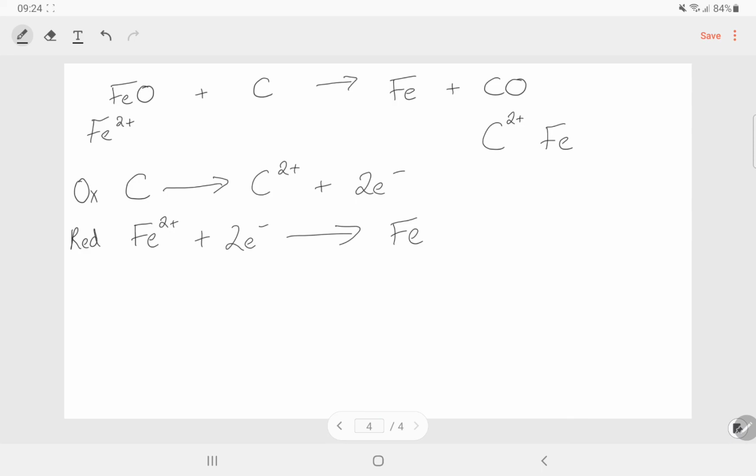You may wonder what's going on with the oxygen in between here. Well, here the oxygen is O2-. Here the oxygen is O2-. So actually the oxygen doesn't change from one side of the reaction to the other. And this reaction, this idea that carbon can cause iron to be reduced from its oxide, is going to be very important when we look at both rusting and extraction of iron in the future.